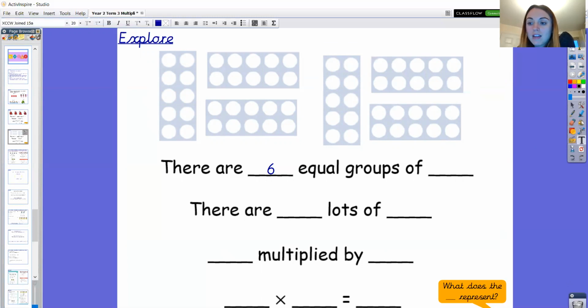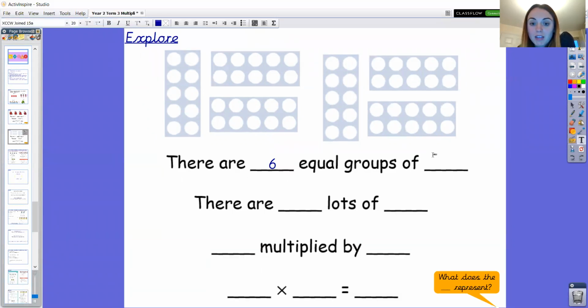So let's say the stem sentence together. There are 6 equal groups of 10. Brilliant. So this means, again, joining in with me, there are 6 lots of 10. Fantastic, Year 2. Thank you for joining in with me.